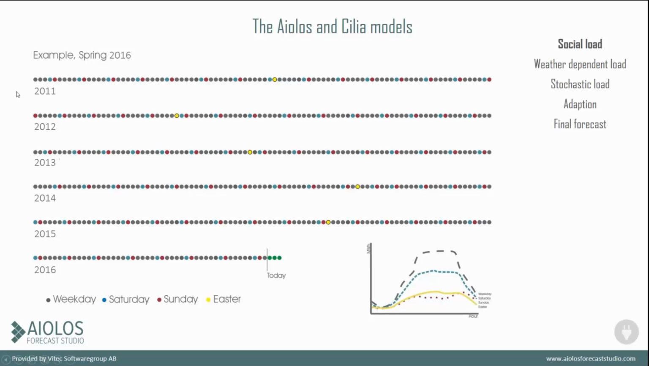So now you have categorized and differentiated between your load and your historical data. Now we know when there's a weekday, we know when it's Saturday, Sunday, and when there's Easter. So here in this example, the yellow dots are Easter, the red dots are Sunday, the blue are Saturday, and the gray ones are weekdays.